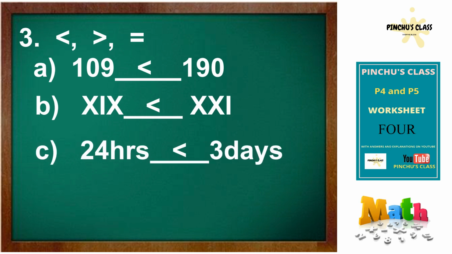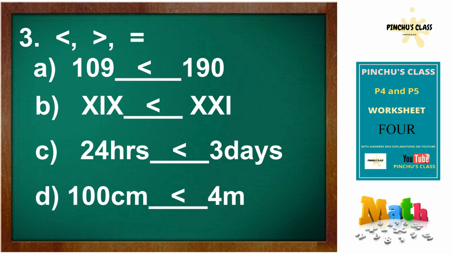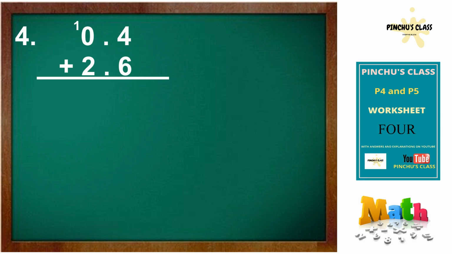Then when we go to part C, we have 24 hours and 3 days. When you look at 24 hours, it just makes 1 day. So that means 24 hours is less than 3 days. Then part D, 100 centimeters and 4 meters. When you look at 100 centimeters, it's less than 4 meters. Yes. And then we go to the next one, number 4.